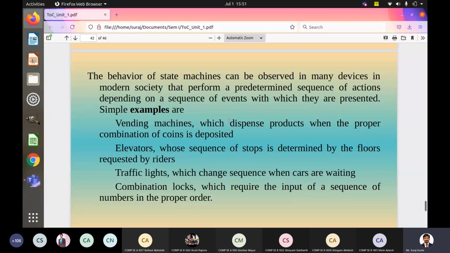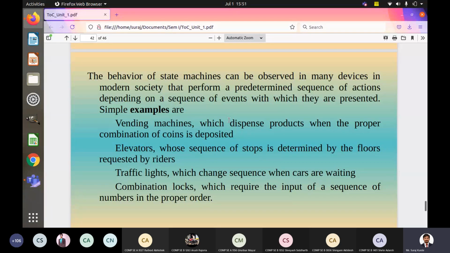It can be observed in many devices. Whatever the automaton is, we can observe its behavior in many devices in the environment where we are living. For example, a vending machine dispenses a product when the proper combination of coins is deposited.